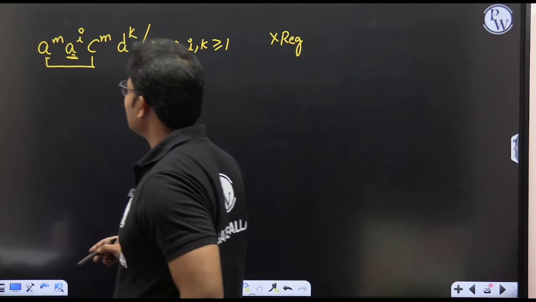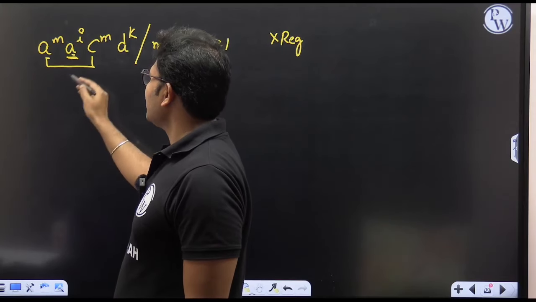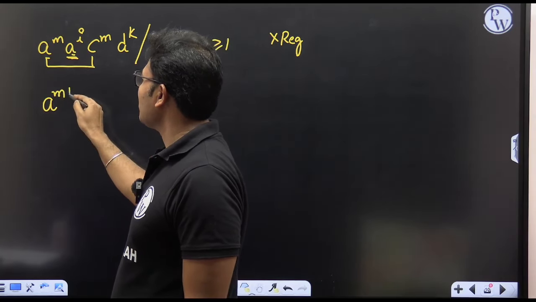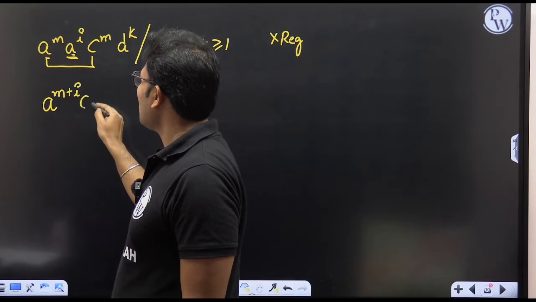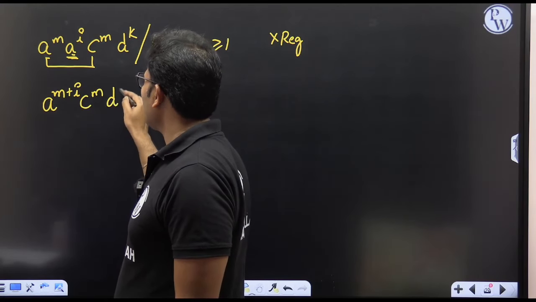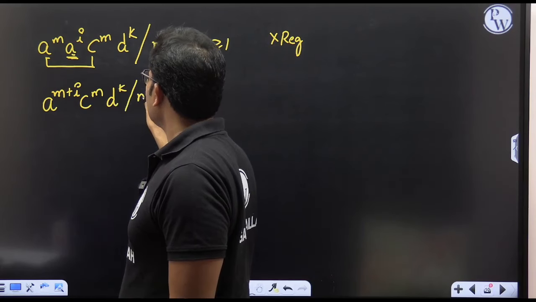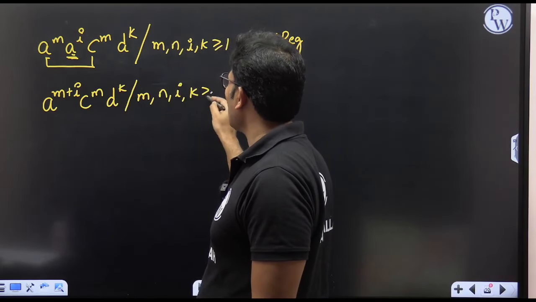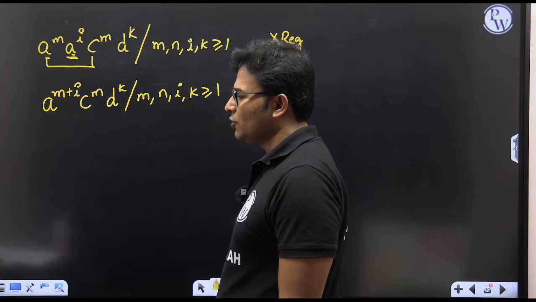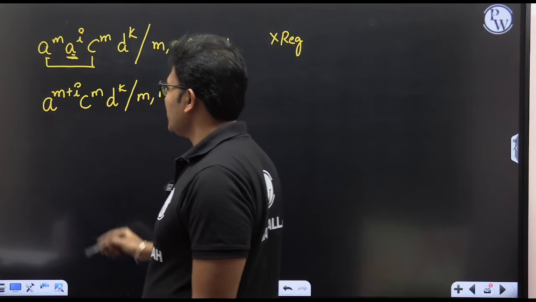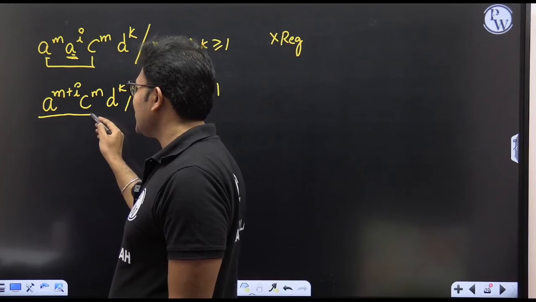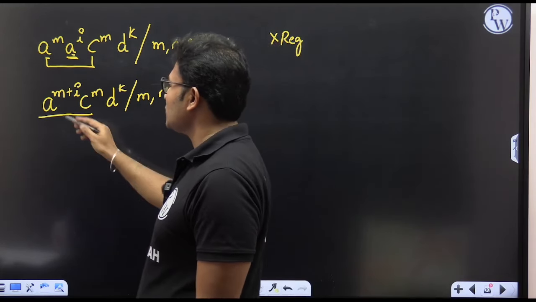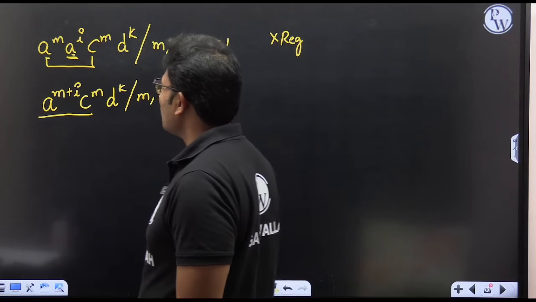So, I will tell you the answer. I can write it as a power m, b power n, c power m, d power k, such that m, n, i, k are greater than or equal to 1. Now, if you observe it, what does this mean? This means that the number of A's should be equal to the number of C's, and B's are in between.